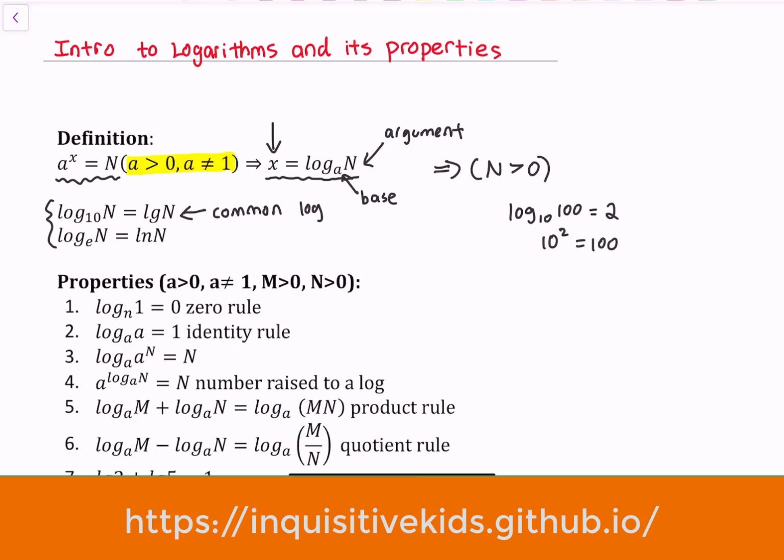Now, another logarithm is when you have the transcendental number e as our base. This is what we call the natural log. We can denote it as ln and then the argument. And for the common log, we can shorten our way of writing it to be lg and then the argument. Now that we have been introduced to what logarithms are, let's learn about some of its properties.